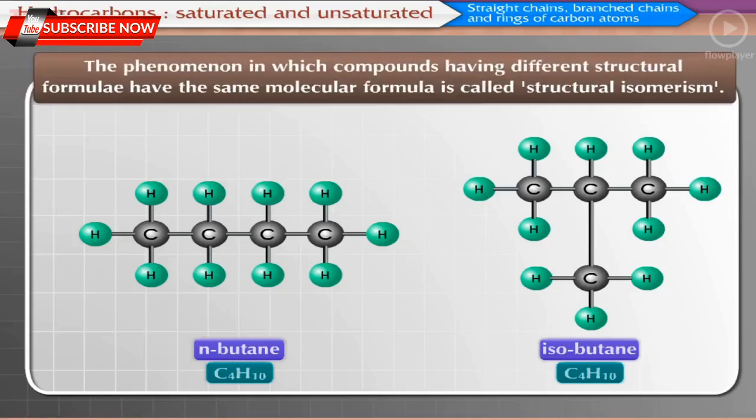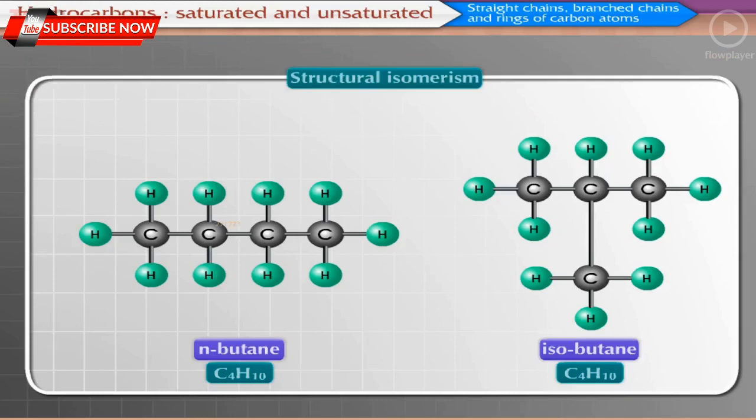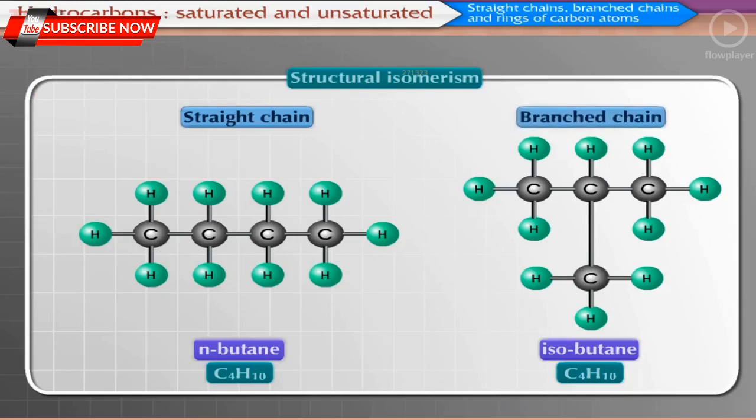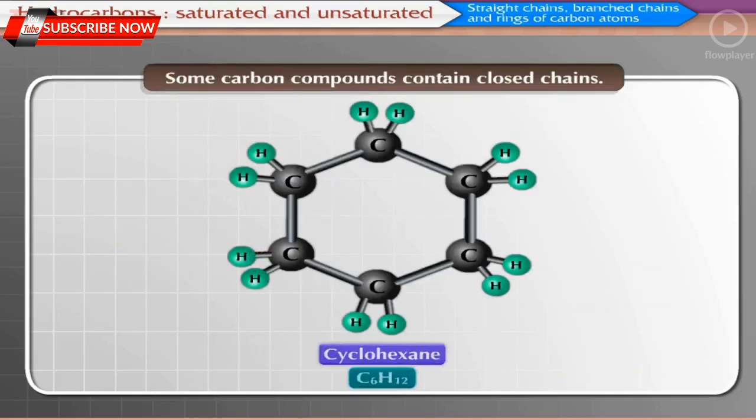The phenomenon in which compounds having different structural formulae have the same molecular formula is called structural isomerism. One structural formula of butane contains a straight chain of carbon atoms, while the other contains a branch chain of carbon atoms. Besides straight chains and branch chains, some carbon compounds contain closed chains, that is, rings of carbon atoms.